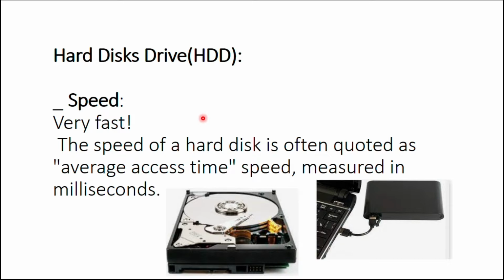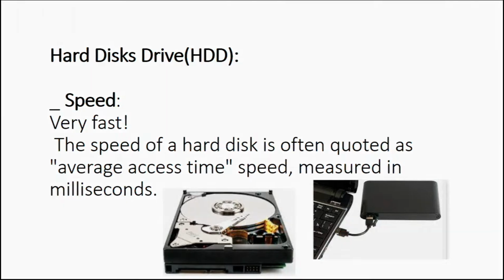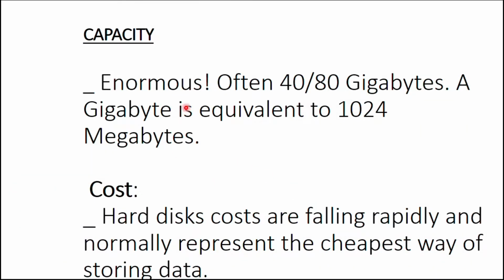Now see, this is an internal hard disk drive. It is located inside of the computer case. This internal hard disk drive is connected inside the computer. The capacity of a hard disk drive is more than 80 gigabytes. What is a gigabyte? A gigabyte is equivalent to 1024 megabytes. And the cost, it is the cheapest way of storing data.